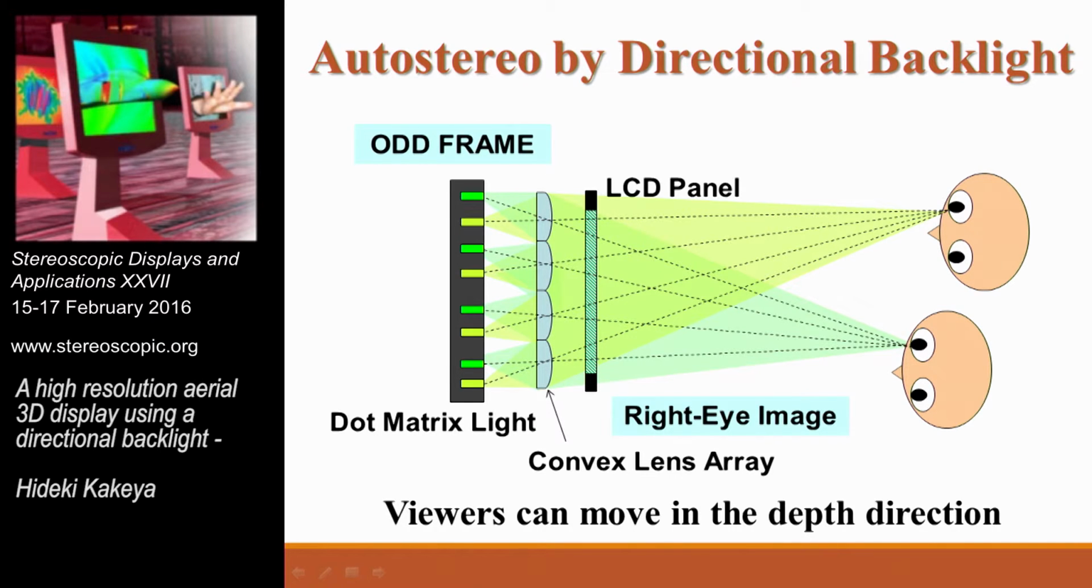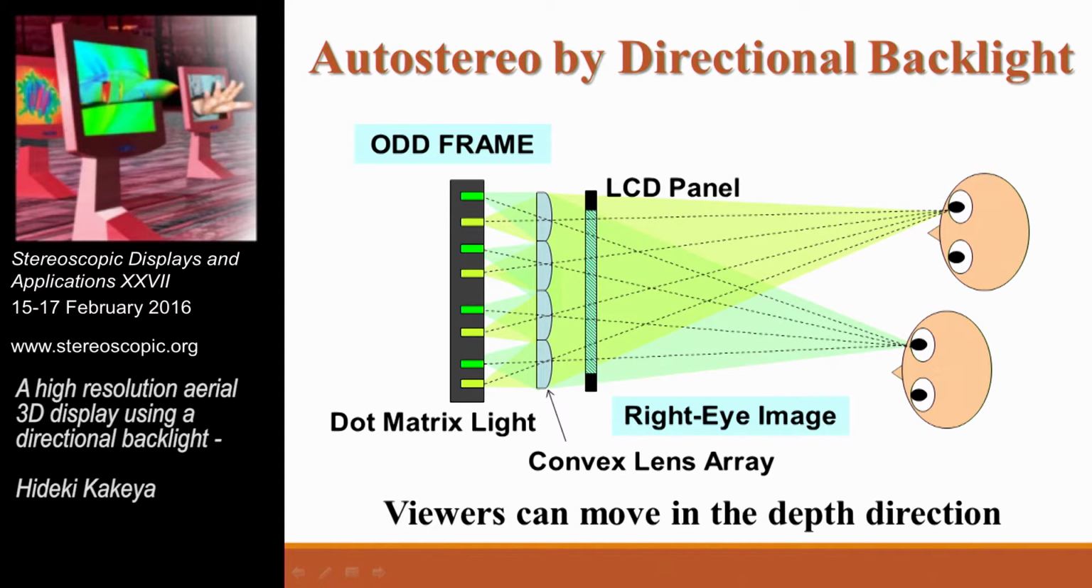So in this system, these are the lenses, and we keep the distance between the backlight and the lens the same as the focal length of the elemental lenses. Then the light is collimated, so we can realize directional backlight to the right eye and to the left eye.